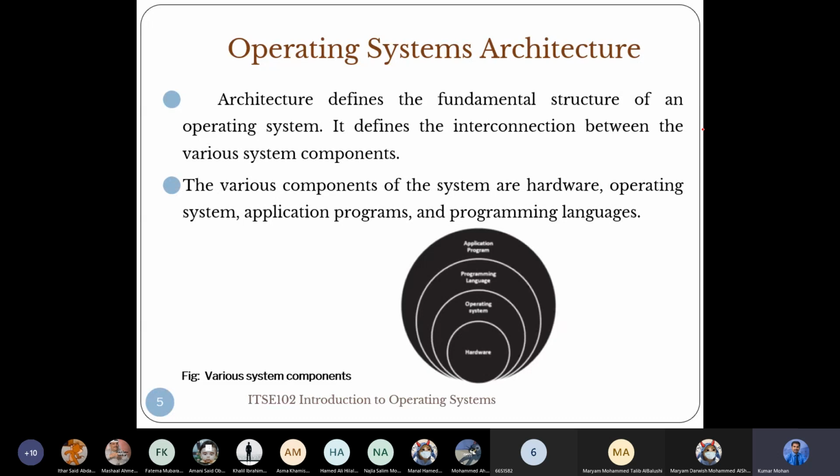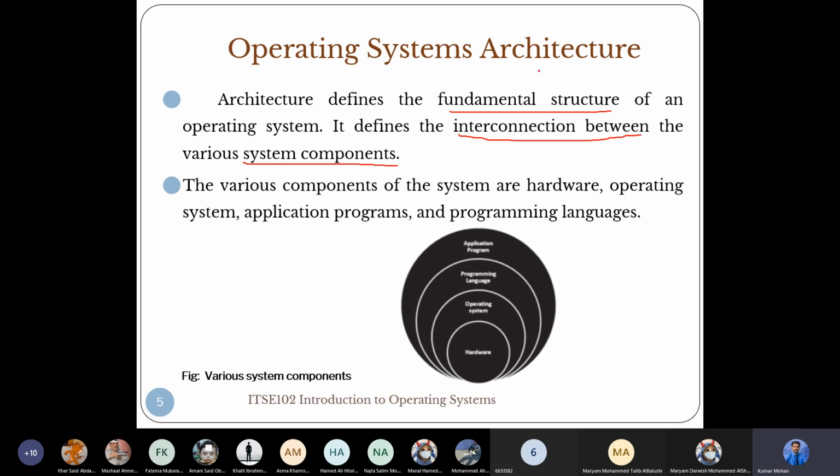Fine, come to this: what is meant by operating system architecture? Architecture, as I told you, will have some design, some connection between one component and another component. That is called the architecture here. The operating system architecture defines the fundamental structure of an operating system. It defines the interconnection between the various components. What is the component here? We have the hardware, we have the operating system, we have the programming language, and we have the application language. These are the various components for any system architecture.